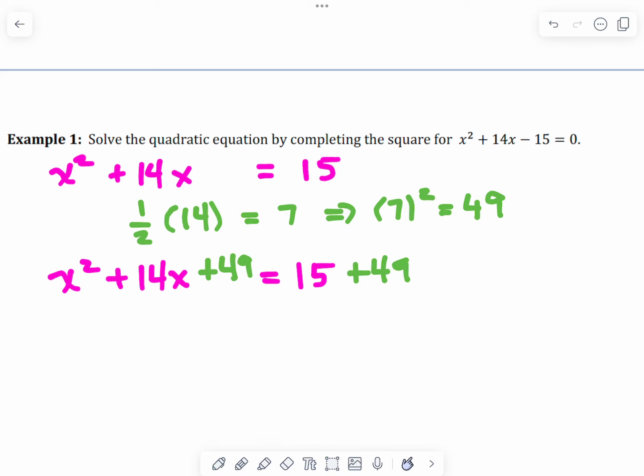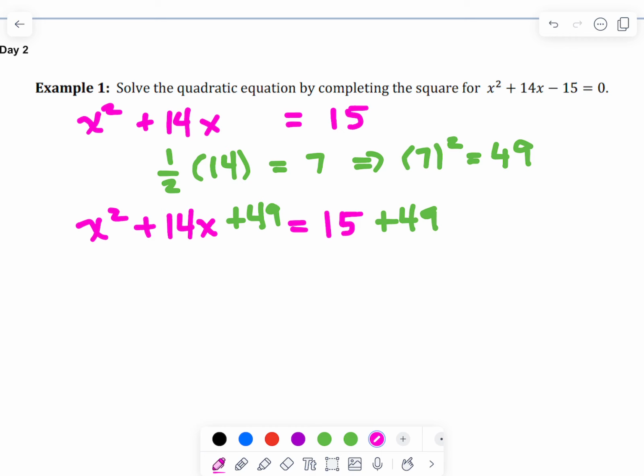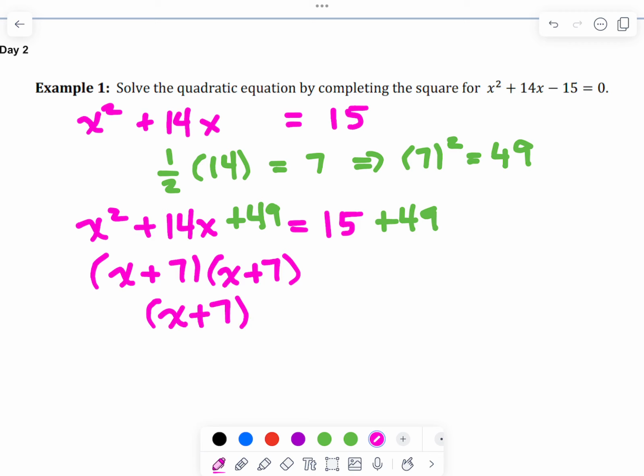Now we can factor it because it's a perfect square trinomial. So what are the factors of 49 that add to 14? That would be positive 7 and positive 7. And then we can combine them together into one binomial squared. The right side, when we add 15 and 49, we get 64. So we have completed the square, we factored it, and now we're ready to use our square root property.